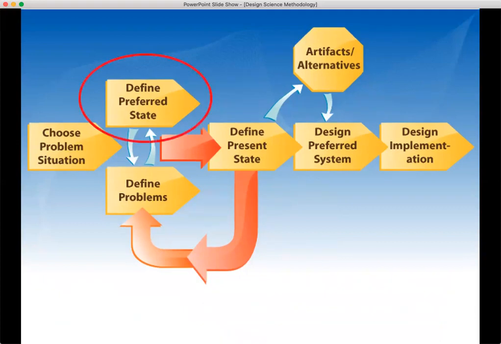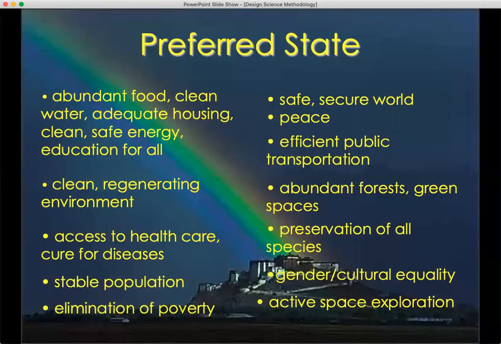All right, the preferred state, we've already identified it and why it's so important. The first thing we do, choose the problem. The second is define the preferred state. And the preferred state for the planet, this was developed by a group of people many years ago.